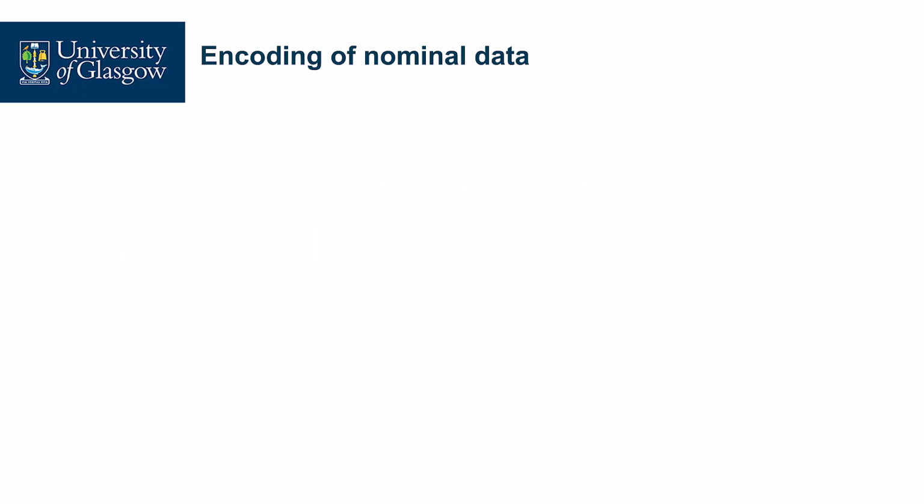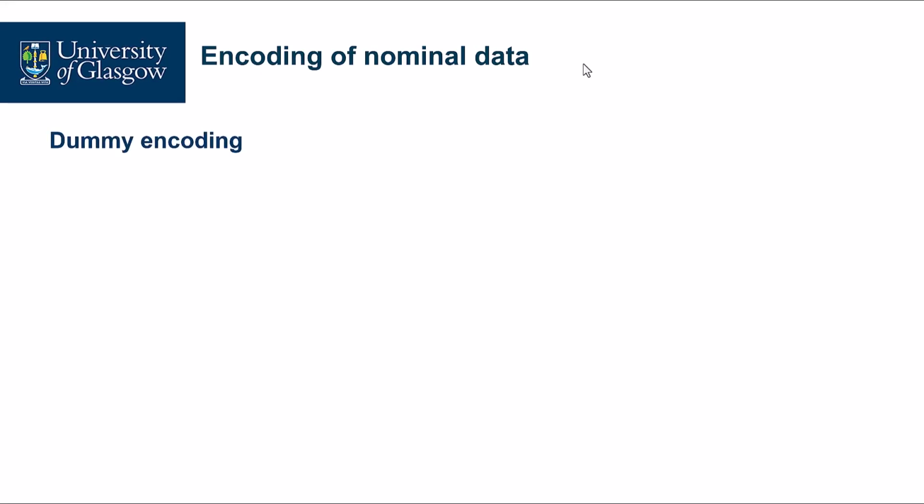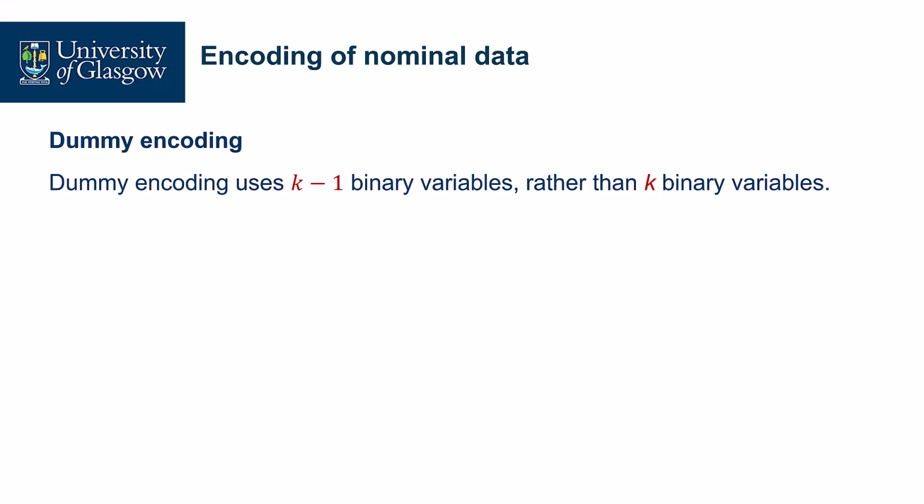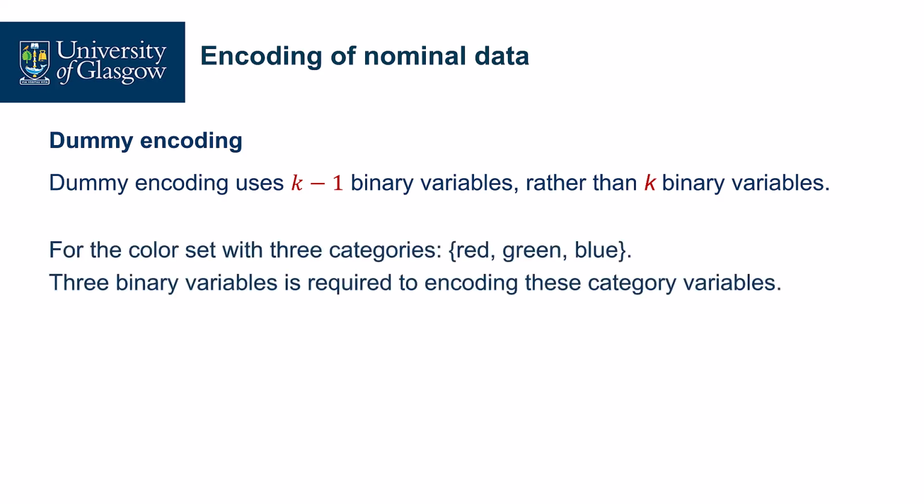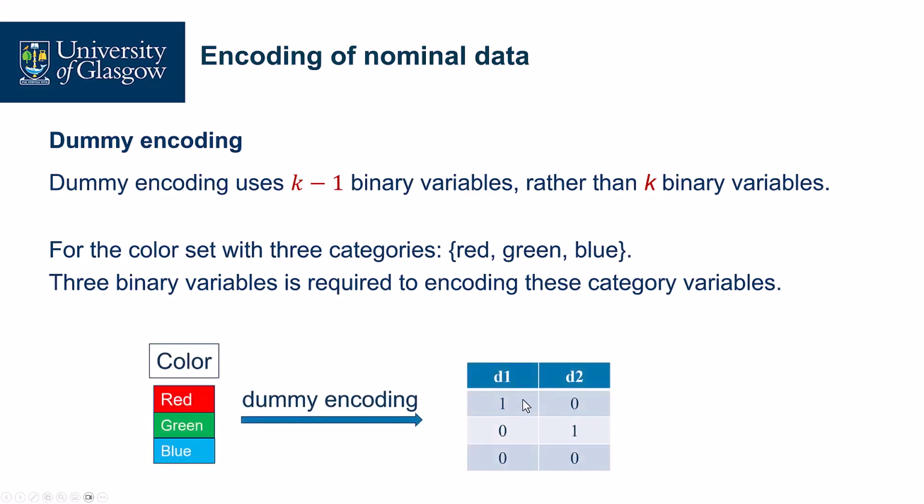Another method to encode nominal data is called dummy encoding. One-hot encoding is straightforward, but it always has one column of redundancy. That's why dummy encoding is proposed. In dummy encoding, this time we don't generate k binary variables, but k-1 binary variables. Let's see again the same example. If we do dummy encoding, it's like this: red is 1, 0, green is 0, 1, blue is 0, 0. Right, so this is called dummy encoding. You can check more help files to see how to encode this.